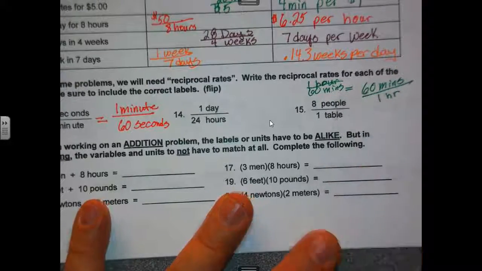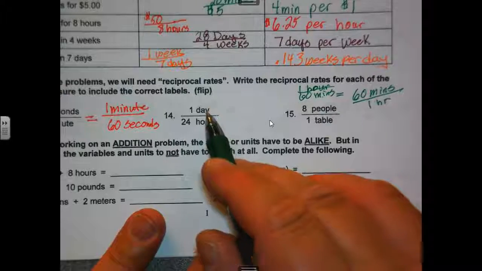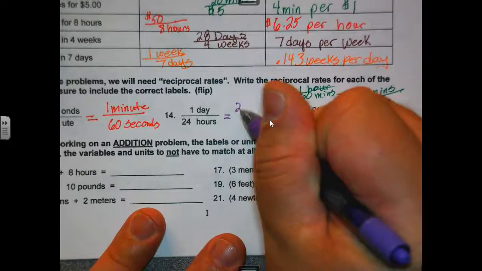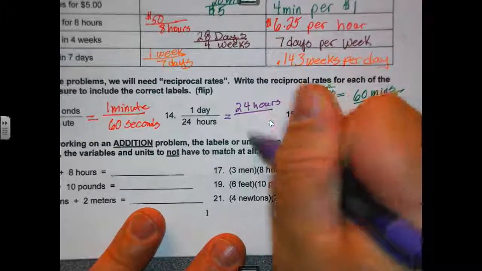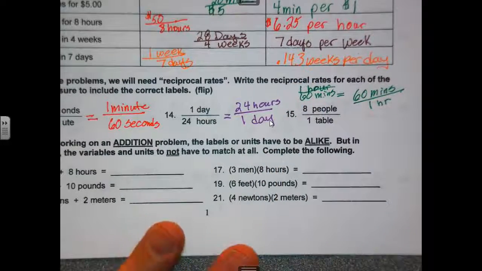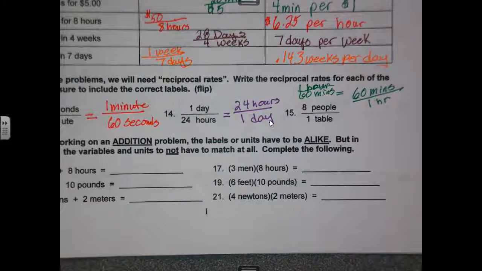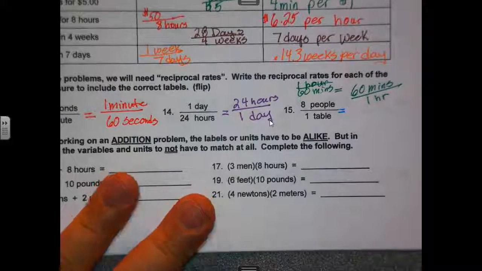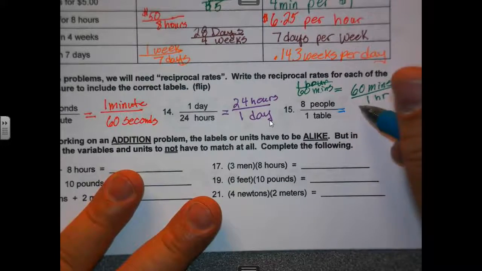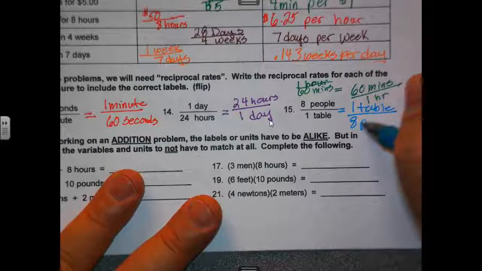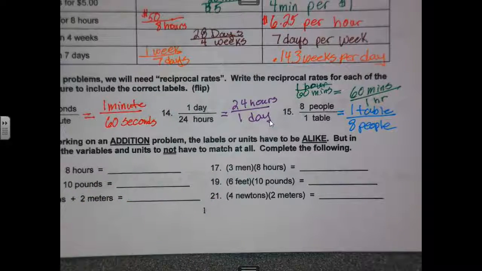So these reciprocal fractions are equal. As is 1 day for every 24 hours, there's 24 hours in every day. And then we could have all kinds of different weird labels. It doesn't necessarily have to be exact laws that you're used to. For instance, the number of people sitting at a table, I could have 8 people per table, or 1 table for 8 people. Okay? It doesn't have to be something mathematical.